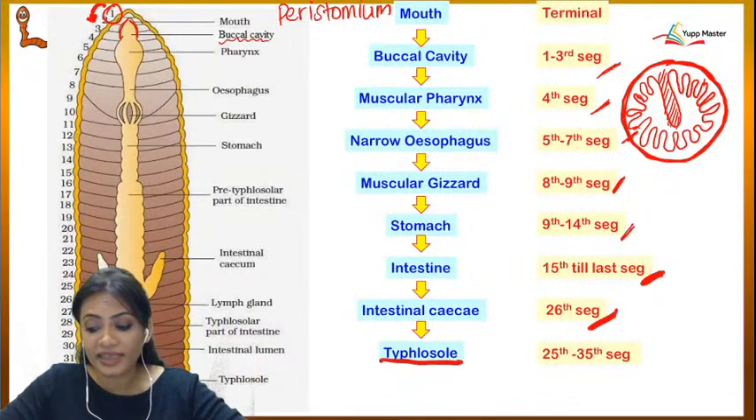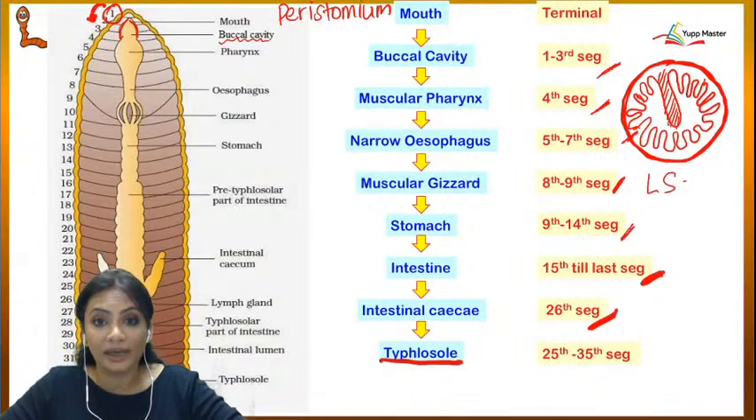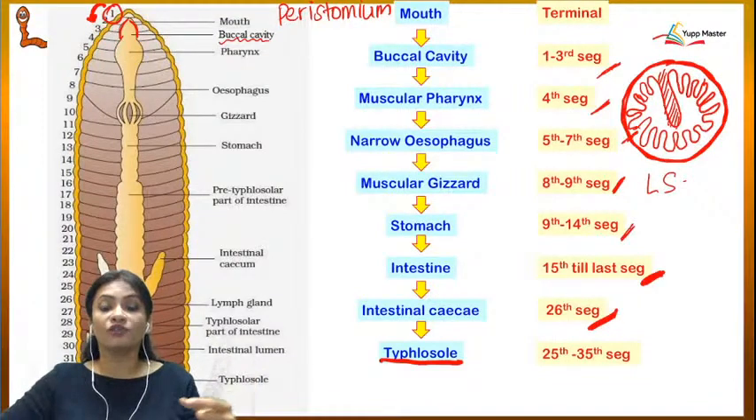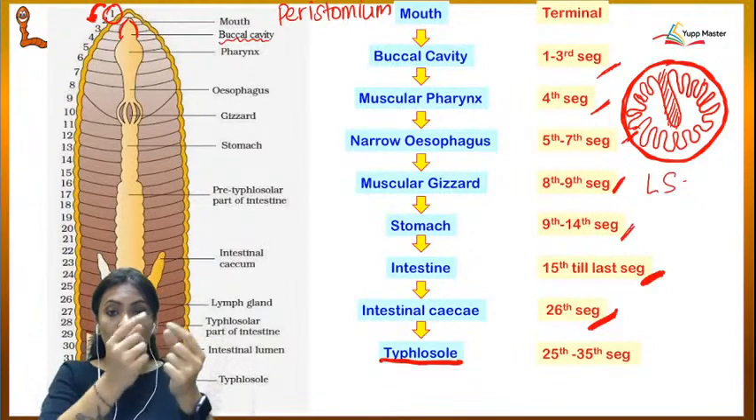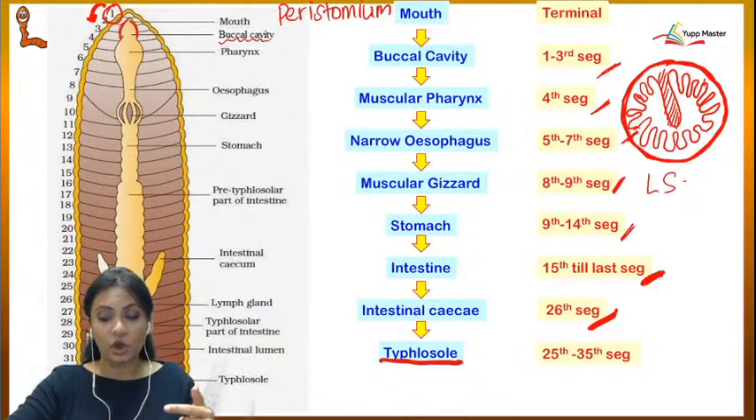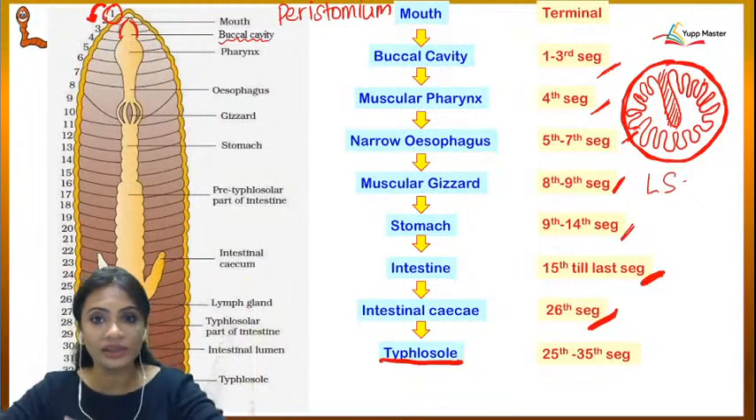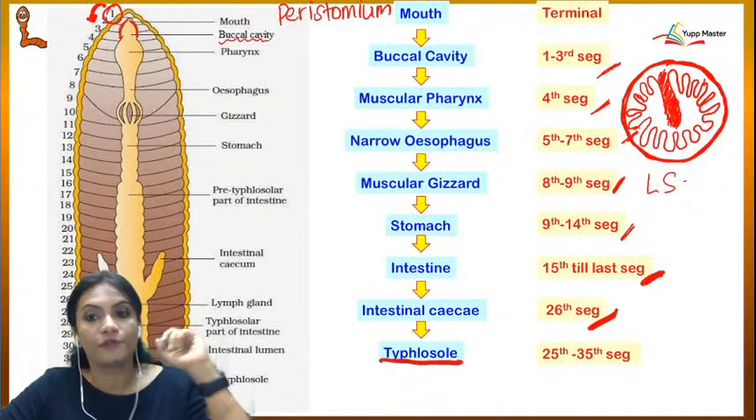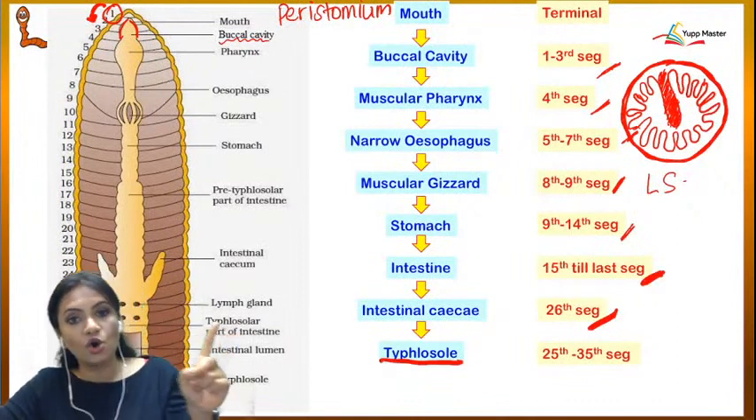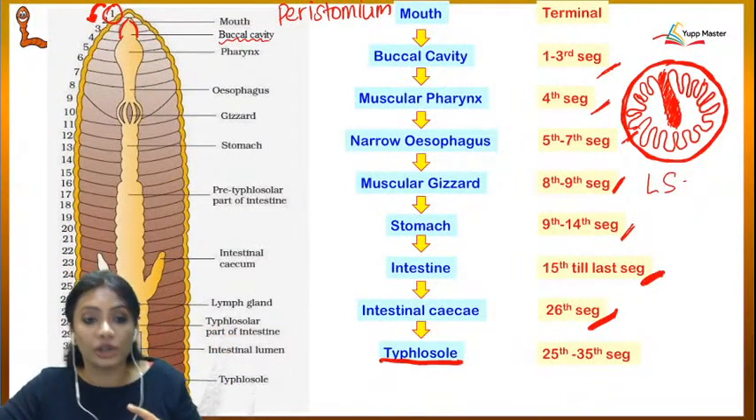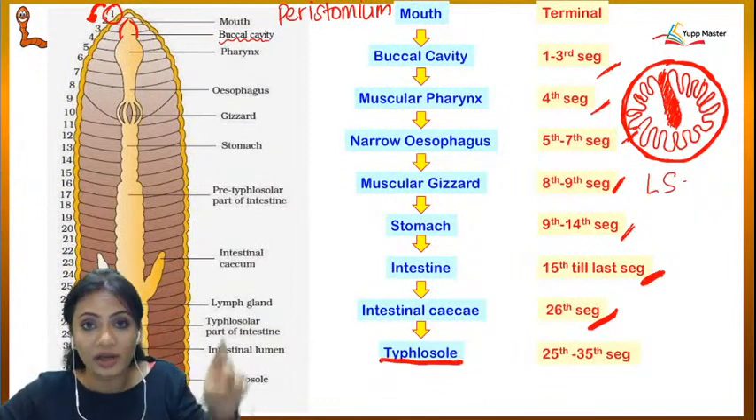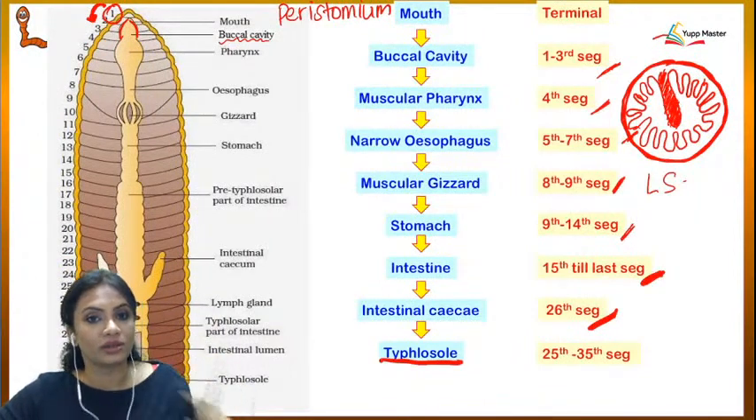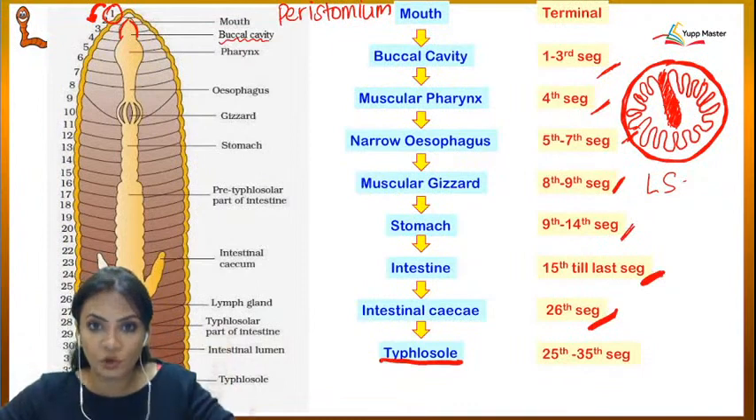Remember, this section that I've told you is a longitudinal section, but it will be long. So we see here that all of those infoldings are present throughout the intestine, but this one long infold is going to be present from segment 25 all the way up till segment number 35. Okay, that one large infold is what is going to be called the typhlosole.